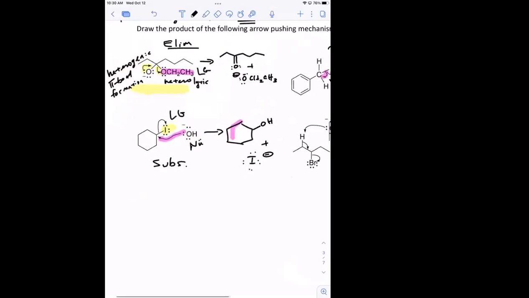What does that make the cyclohexyl iodide right here? The ring. What does that make the ring? If oxygen is the nucleophile, that makes the ring the electrophile.